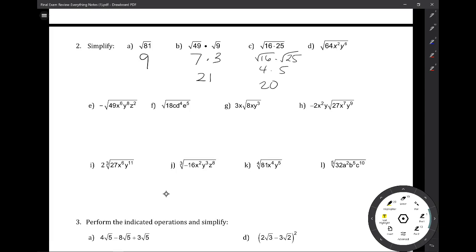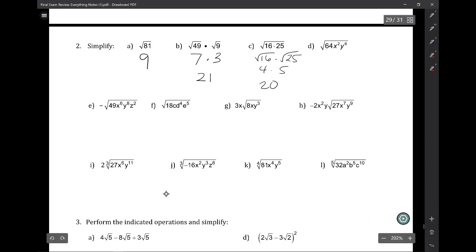And if you have an exponent under a radical that is even, even exponents are considered perfect squares. So if we're taking the square root of something, this would be the square root of 64, square root of x squared, and the square root of y to the 6. So that would be all perfect squares. Same thing with letter E, so I'm going to skip that.